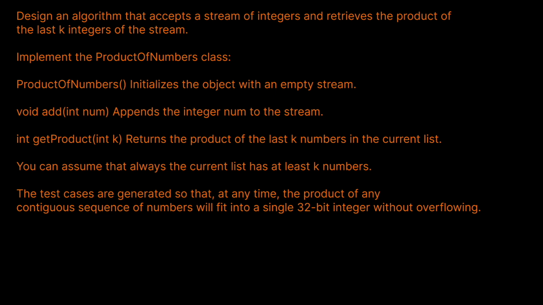And we can always assume that the current list has at least k numbers. And the test cases will be generated such that at any time, the product of any contiguous sequence of numbers will always fit into a 32-bit integer without overflowing. Okay, now that we've read the question prompt, let's think about how we might solve this.